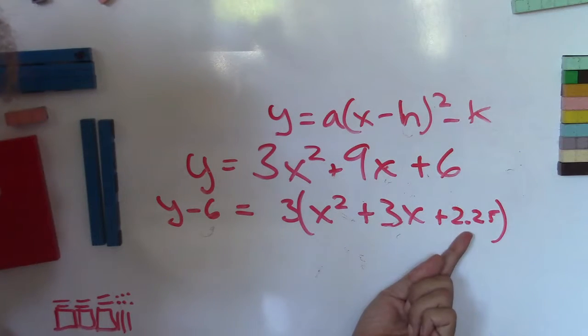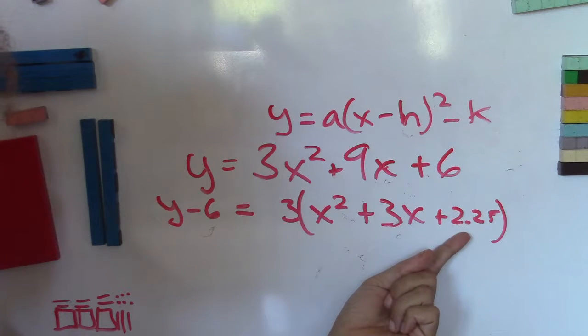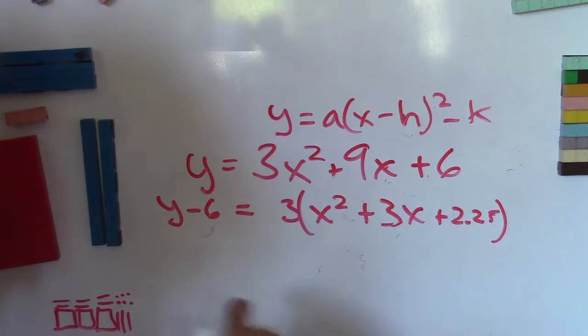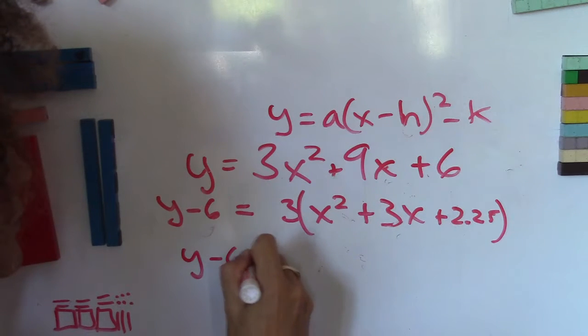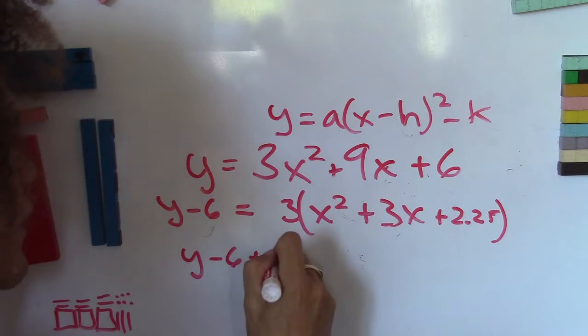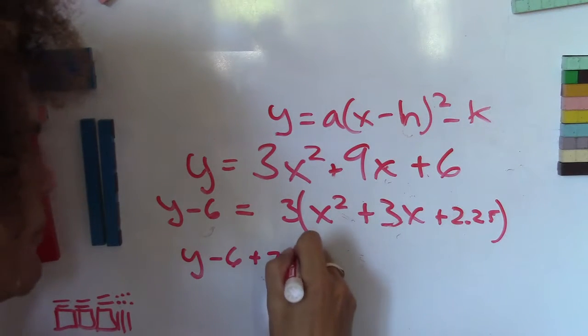Well, I can't just add 2.25 over here, right? No. And in fact, what you have to do is take it out of the bracket. So you have to do 3 times 2.25. Bring that over to the other side. So now it becomes y minus 6 plus 3 times 2.25 is equal to 3 times, and then you can square. Okay. Slow down. Let my hand catch up with your speaking.